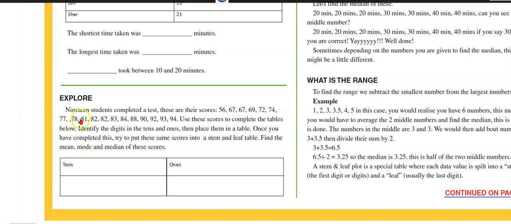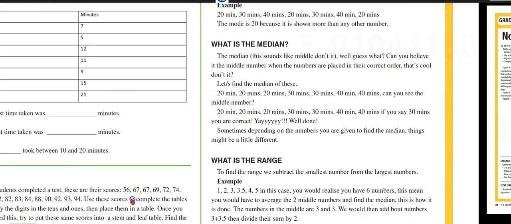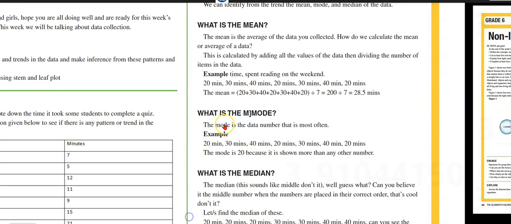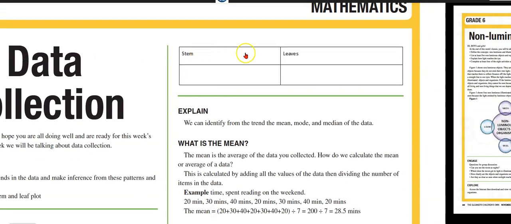Then you move on to the 80s now. So you'd have 8 tens, representing 80 on the stem. And for the leaf, you'd have 2, then 3, then 4, then 8. Then you move down another level, and then you'd have 9 for the 90s. Then you'd put 0 for the leaf, then 2, then 3, then 4. Alright, so stems and leaves.